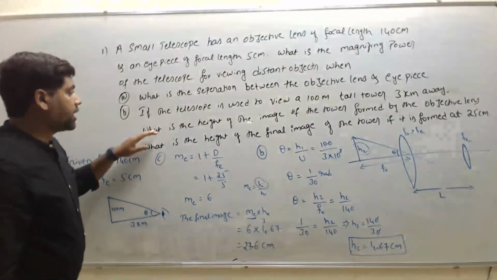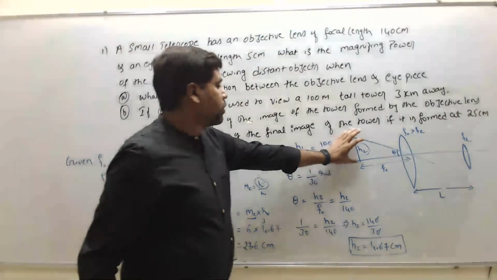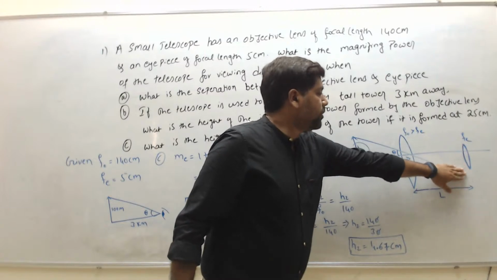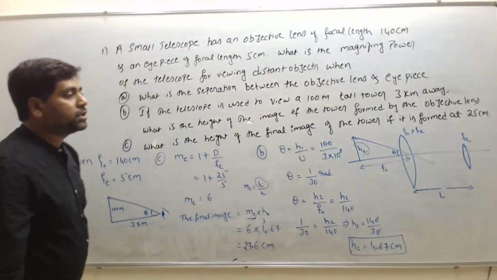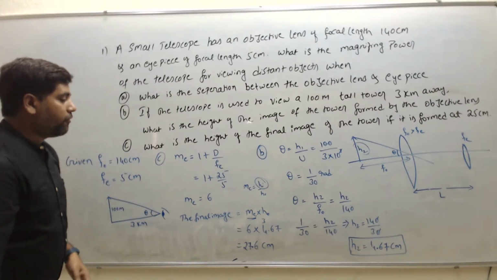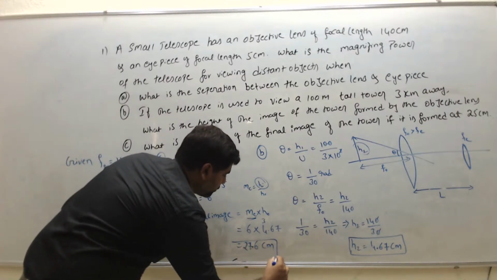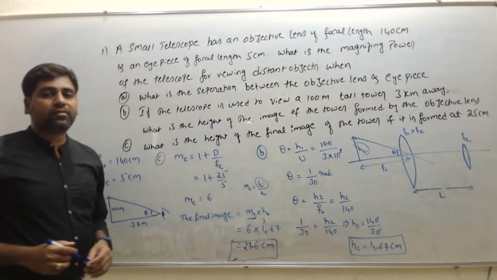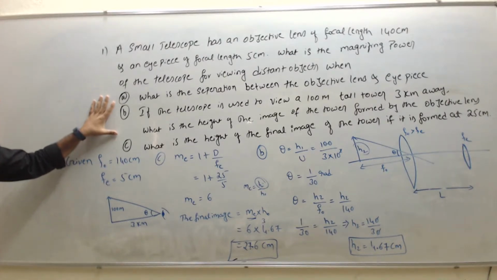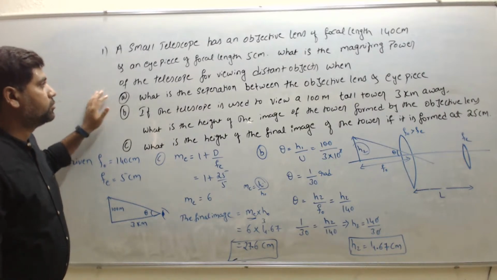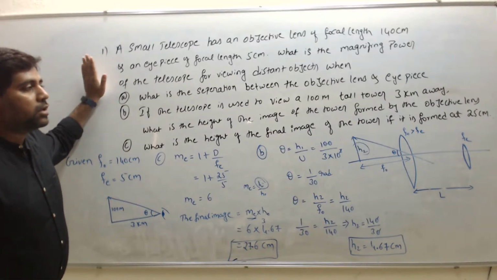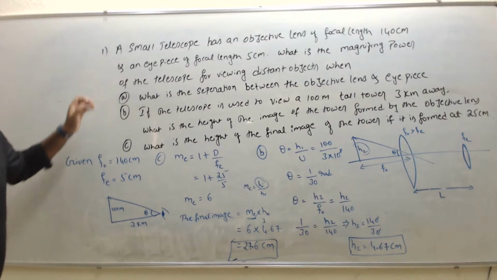Okay. In the second case, they asked only the height of the image that is formed by the objective, and in the last case, the final image. When we get the final image, when we see through the eyepiece, then only we get the final image. So the final image of the tower is 27.6 centimeter. So in the same question, we find out the 5 values. So this is about the problems on simple telescope.